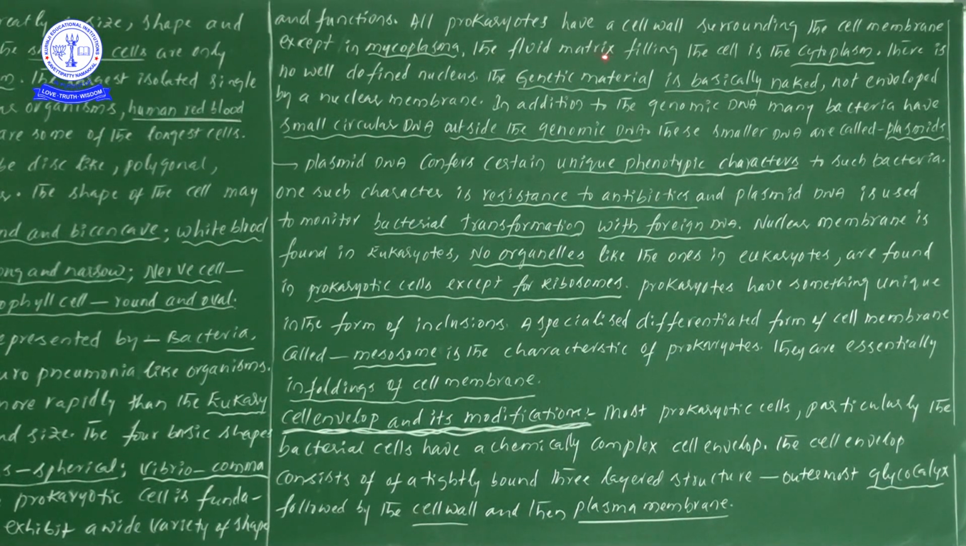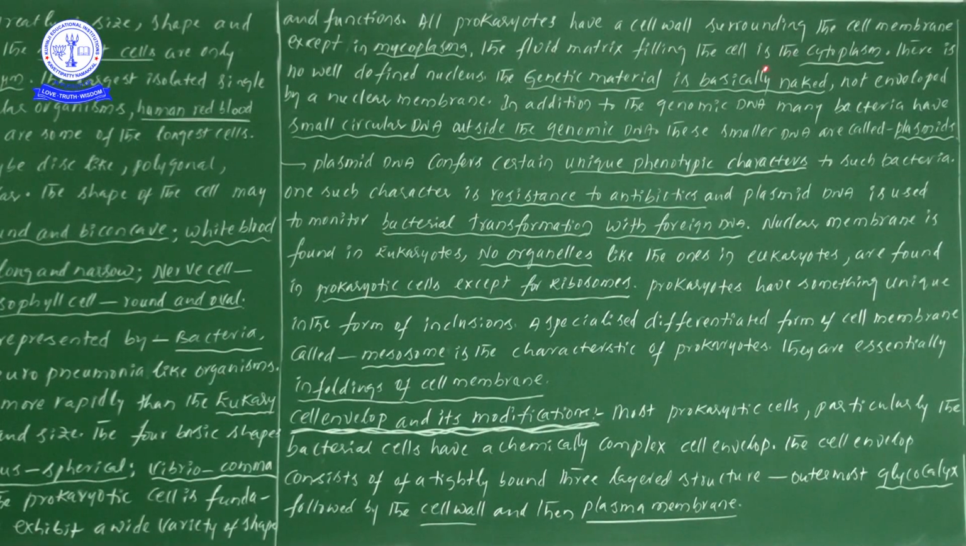Next, the fluid matrix filling the cell is known as cytoplasm. Already this point was learned in the previous class also. So what is the fluid matrix, the liquid or matrix present in the cell? We consider it as cytoplasm. So the fluid matrix filling the cell is known as cytoplasm.